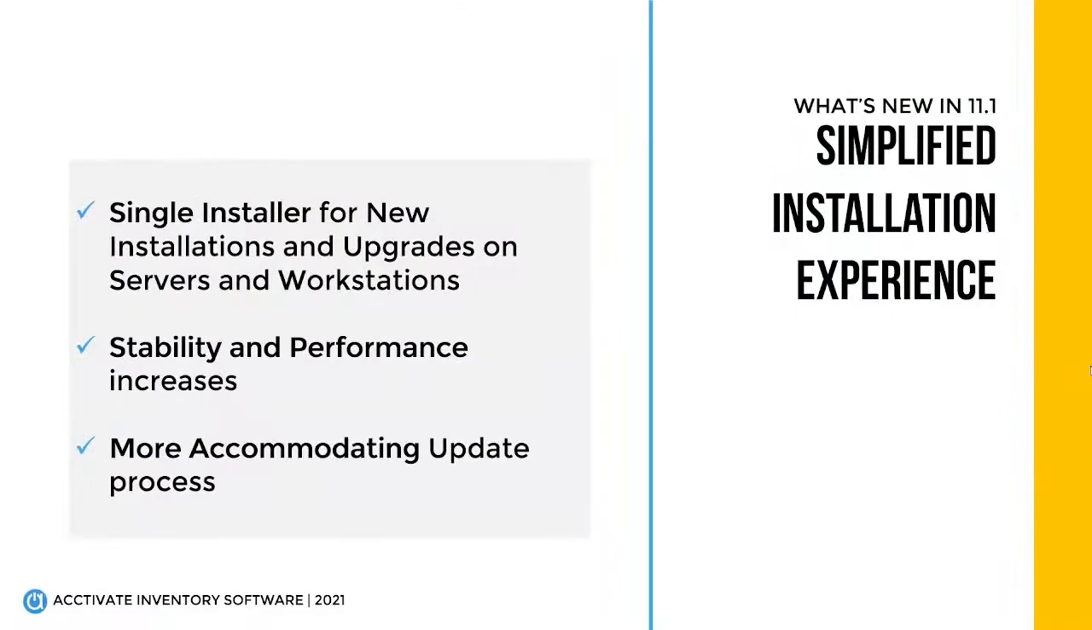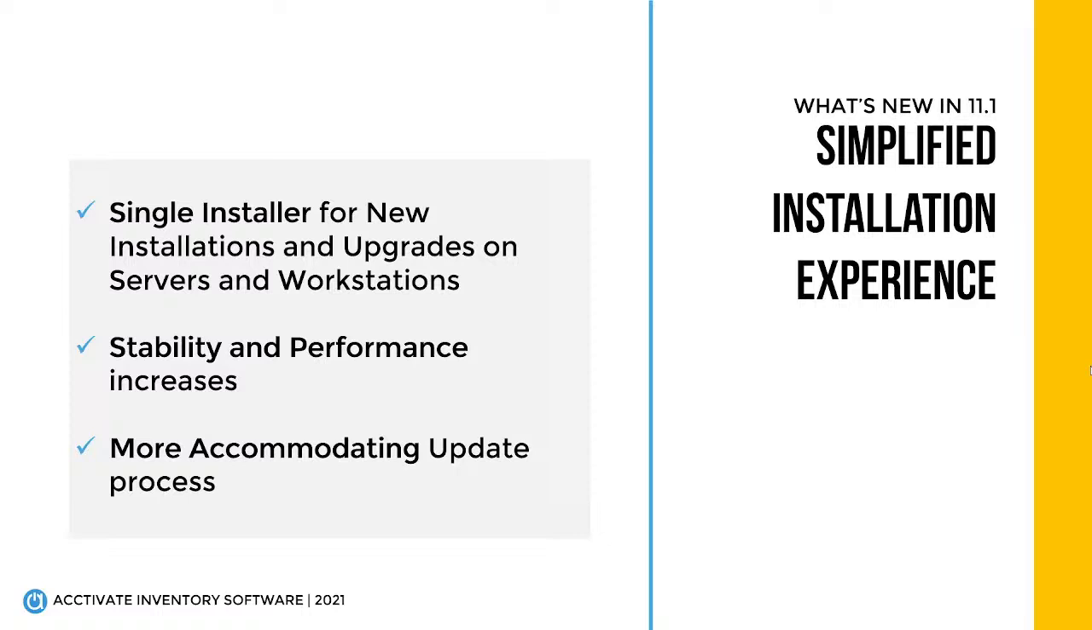When you upgrade to Acctivate 11.1, you'll notice a new, easier installation and upgrade process. Prior to 11.1, you would need to be sure that you were downloading the correct install file for the type of installation you were performing. For example, a server install versus a workstation install. You would also need to ensure that you were downloading and installing the correct edition of Acctivate.